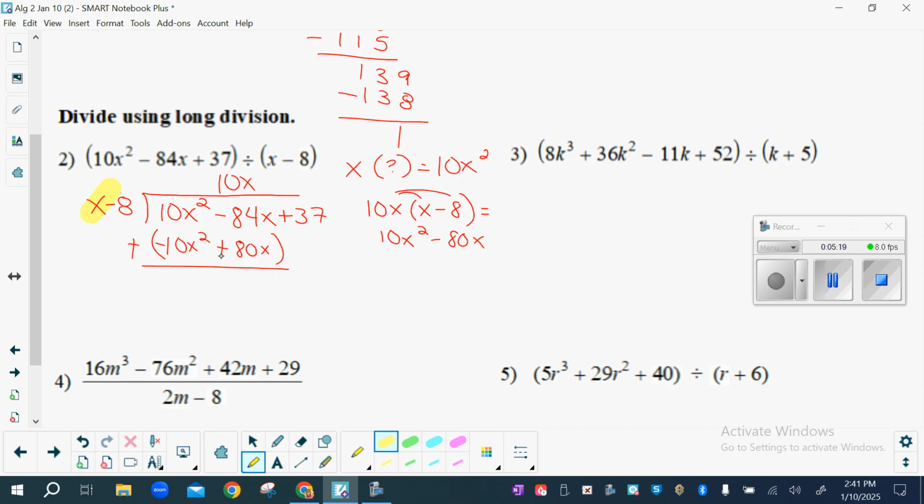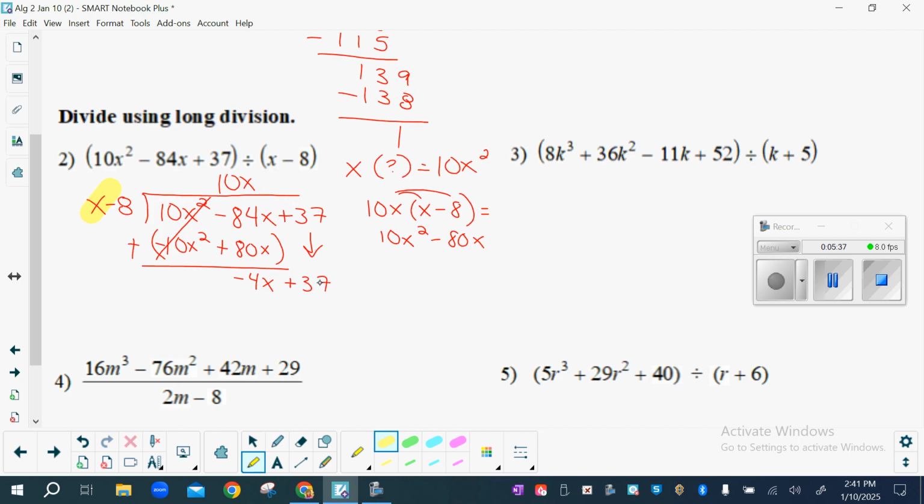So now we're going to add. What happens to these two? They cancel, and then negative 4x. And then any idea what we're going to do with the 37? Bring it down, so plus 37.